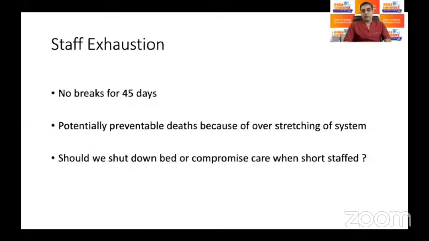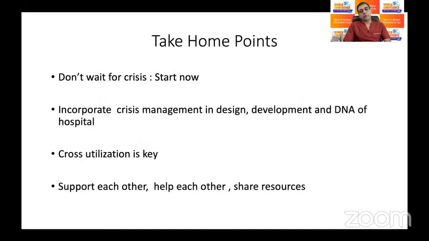Staff exhaustion was a real problem. Many nurses worked without a break for 45 days. Many doctors worked without a break for 40 days. Potentially preventable deaths could have increased because of the overstretched system. Should we shut down the beds when the staff was extremely tired? We don't know. But again, we tried to stop admissions when we realized that the staff was overstretched, because that would endanger our admitted patients. In that situation, we focused first on our admitted patients. Many times we stopped admission for 8 to 12 hours just to give a breather to our staff so that they could focus on the admitted patients, stabilize them, have a bit of a break, and then start admitting new patients. So that brings me to the final few slides of our talk.